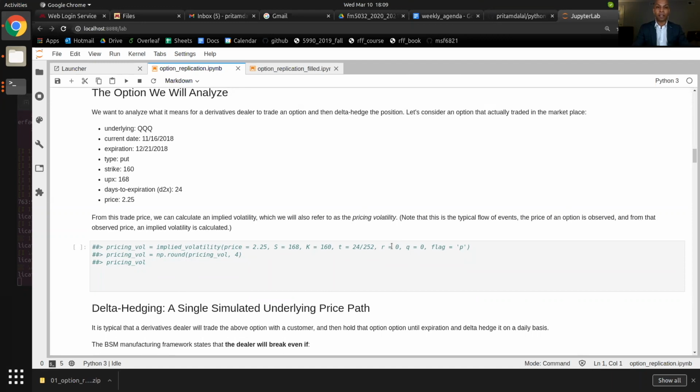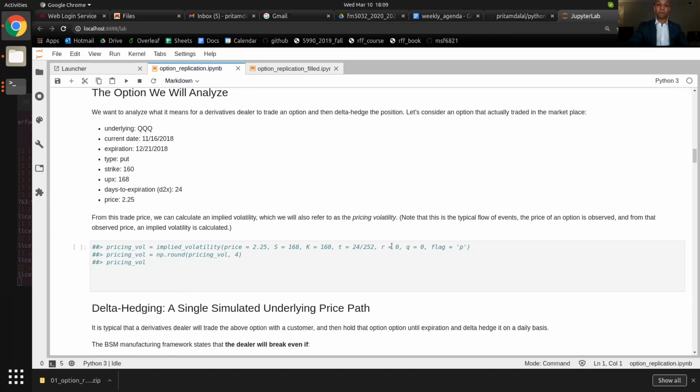The day that I grabbed this option price was November 16th, 2018. The expiration was December 21st, 2018, so a little over a month later. It was a put with a strike of 160. It was out of the money because the underlying price was at 168, above the put strike, and it had 24 business days to expiration, and the price of the option was 2.25.